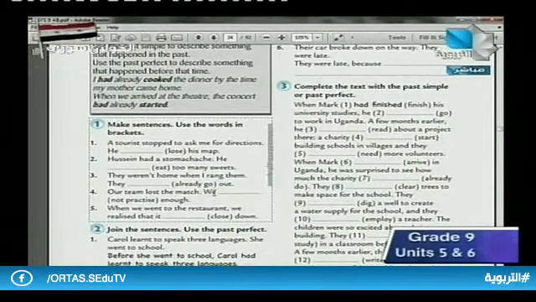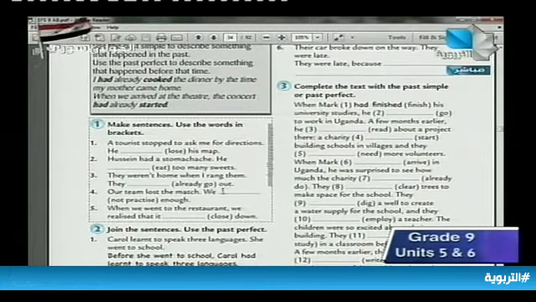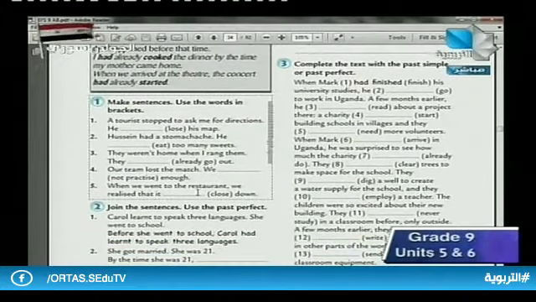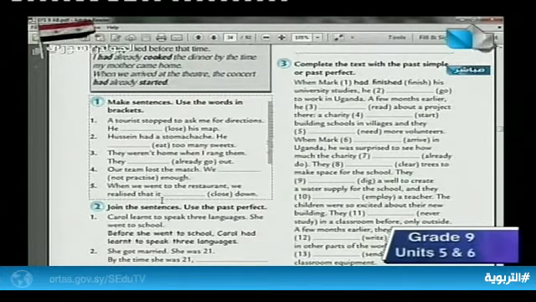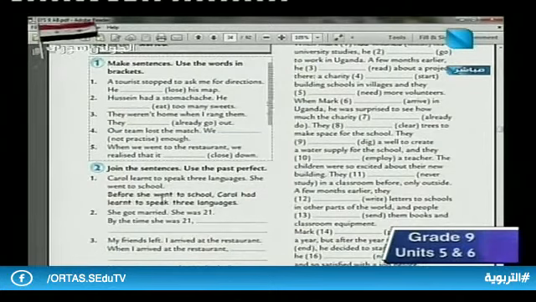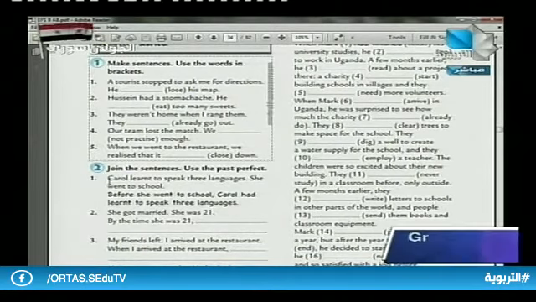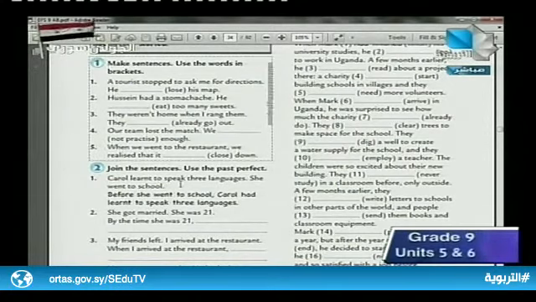Our team lost the match. We, between two brackets, not practice, we write hadn't practiced enough. The last one, number 5: when we went to the restaurant, we realized that it had closed down. Good. Now, what about exercise 2? Here in the rubric, join the sentences and use the past perfect. Number 1 is done. Carol learned to speak 3 languages. This is the first action.